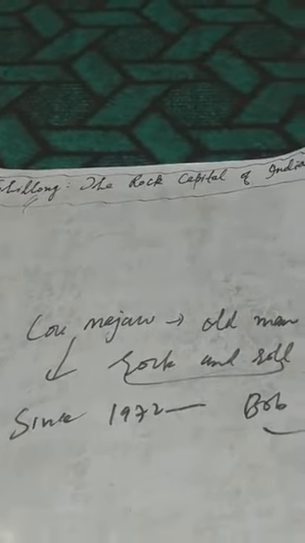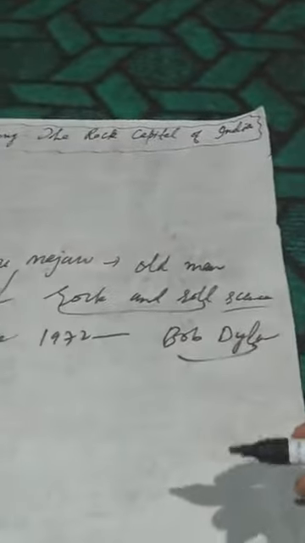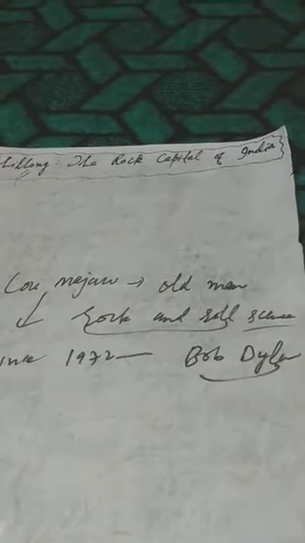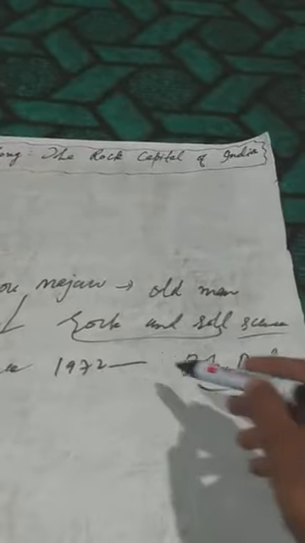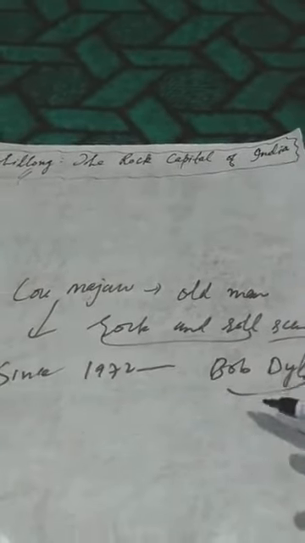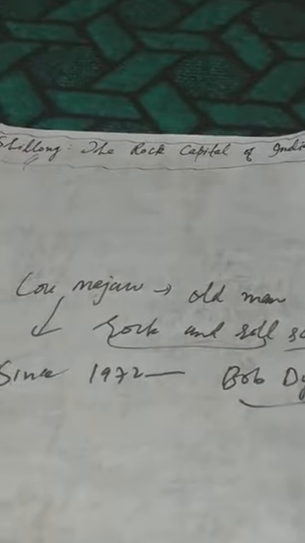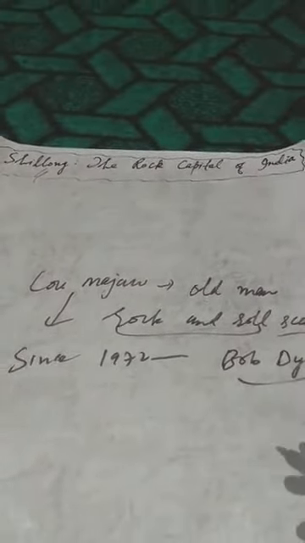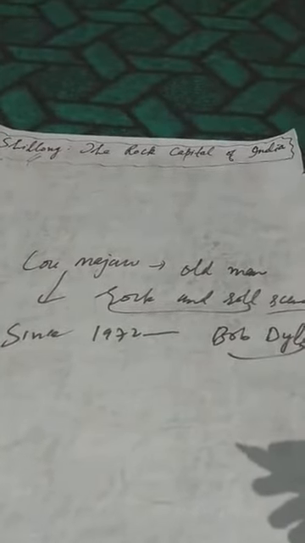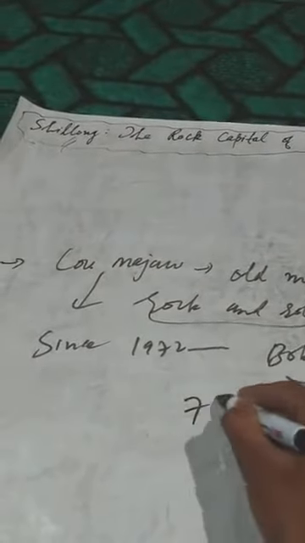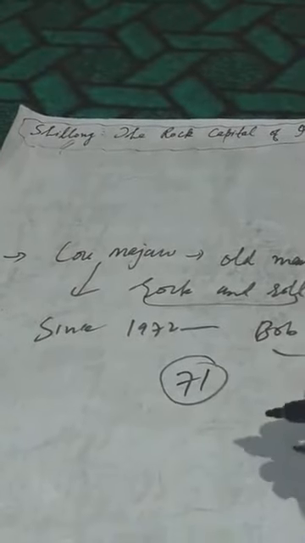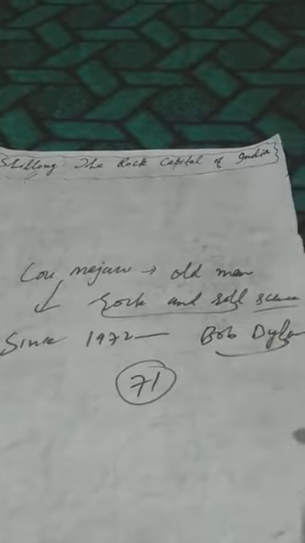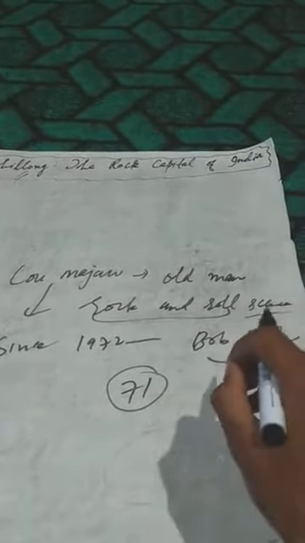Who is Bob Dylan? You know that. He is considered one of America's greatest songwriters and singers. Lou Mojo considers him his master because he thinks he has learned a lot of things from him. Are you getting me? So that's why, since 1972, even at the age of 71, he still celebrates his birthday. And year by year, the number of participants increases.